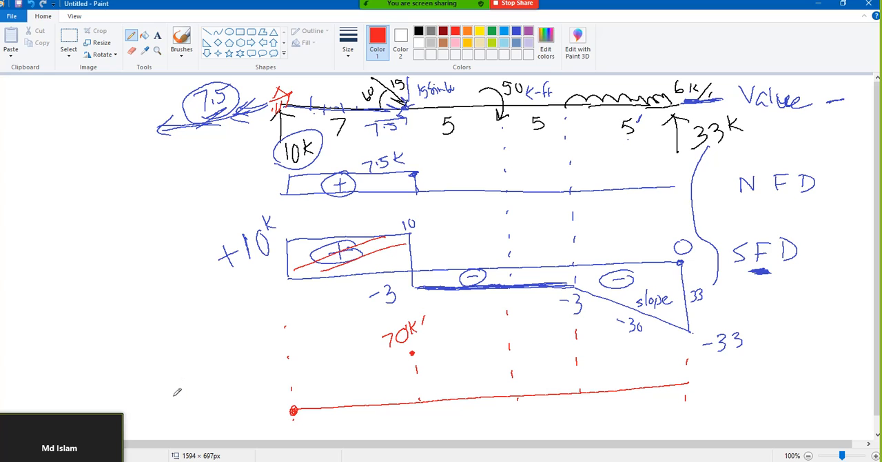Or simply write here: bending moment diagram, unit is kip times feet. Shear force diagram, unit is kip. Normal force diagram, unit is kip. If you write down the unit here, you do not need to write the unit here. Make it clean. Everybody of us likes to be clean, but we do not want to clean. That is the problem. Okay, so it is 70.